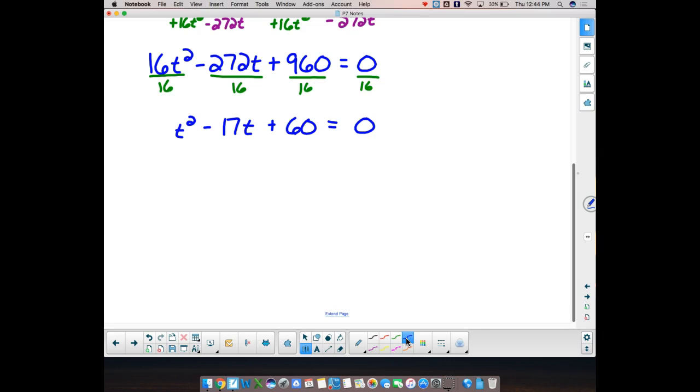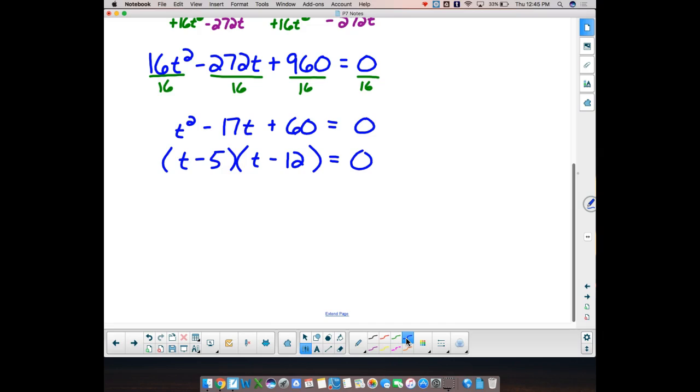Same thing. You can divide everywhere by the 16, factor it out, and then divide it by the 16. Either way. Okay? Again, doing the same thing. Luckily for us then, this is a factorable quadratic, and it factors to be t minus 5 and t minus 12. Okay? Negative 5 times negative 12 is positive 60. Negative 5 plus negative 12 is negative 17.